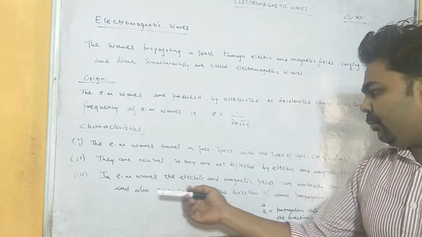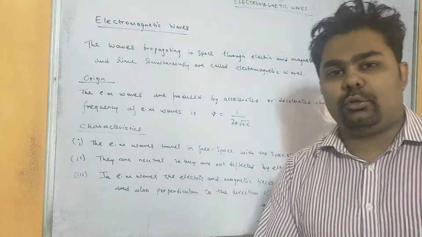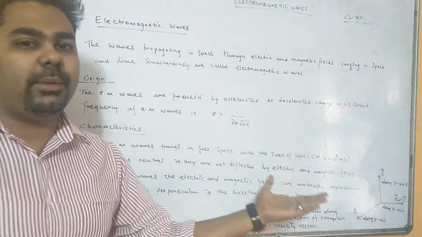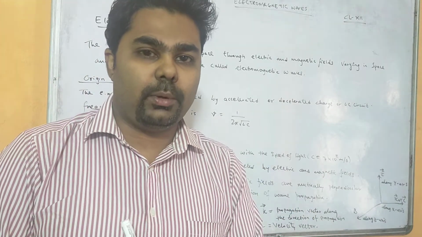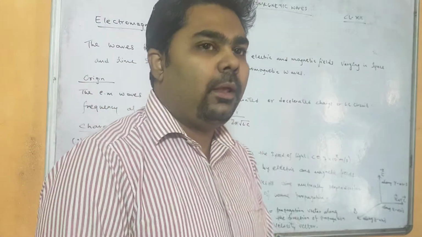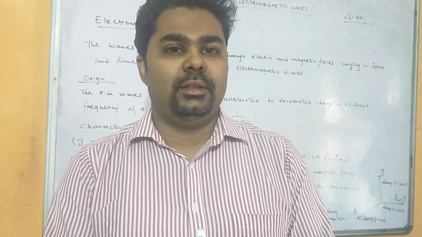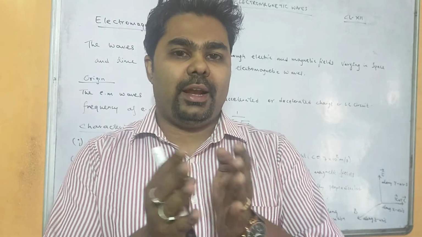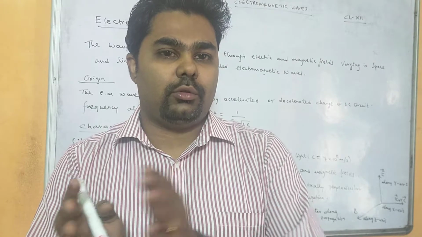Next, in EM waves, the electric field and magnetic field are perpendicular to each other. I already told you they are transverse in nature. So the electric field and magnetic field are perpendicular to each other and they are perpendicular to the direction of propagation. So these are the three characteristics. There are more characteristics: in EM waves there is always reflection, refraction, interference, diffraction. The ratio of electric field and magnetic field is constant, that is C. E by B equals C.